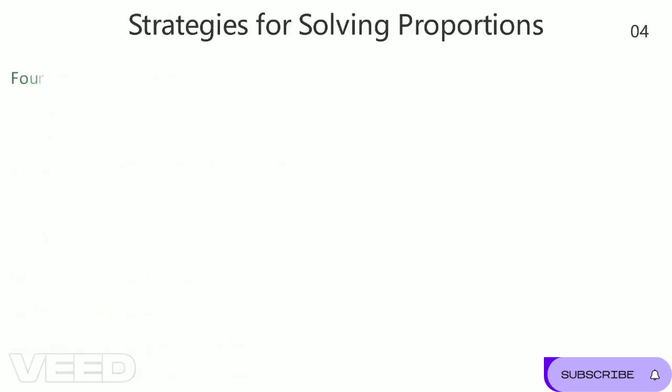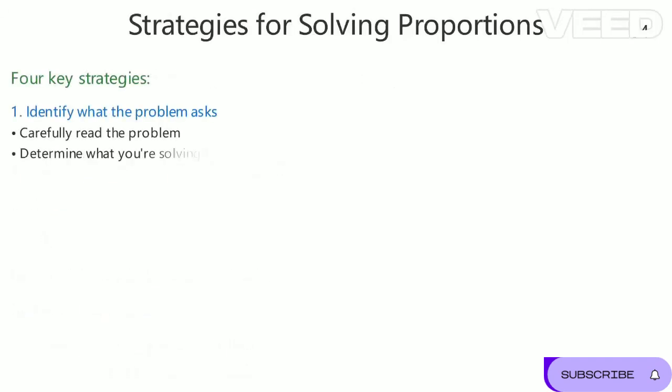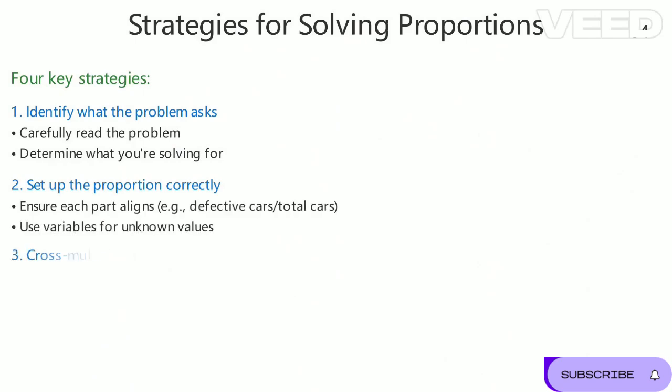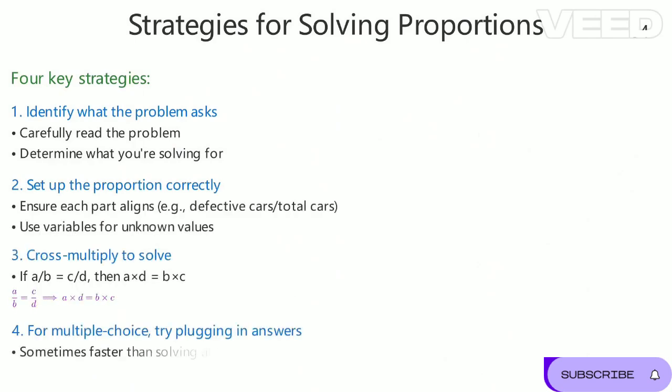Let's discuss strategies for solving proportion problems effectively. First, identify what the problem is asking. Carefully read the problem and determine exactly what you're solving for. Second, set up the proportion correctly. Make sure that each part aligns properly. For example, if we're comparing defective cars to total cars, both ratios should be set up in the same way.